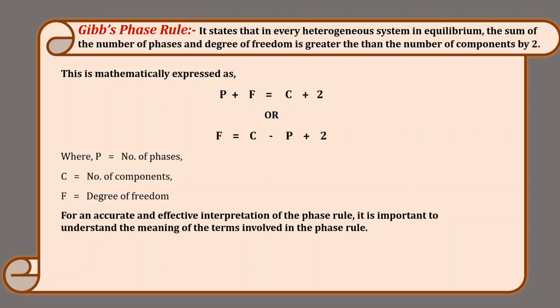In that, different terms are involved: P is the number of phases, C is the number of components, and lastly F is the degree of freedom. For an accurate and effective interpretation of the phase rule, it is important to understand the meaning of the different terms involved in the phase rule, like P, C and F. P, phases; C, components; F is the degree of freedom.